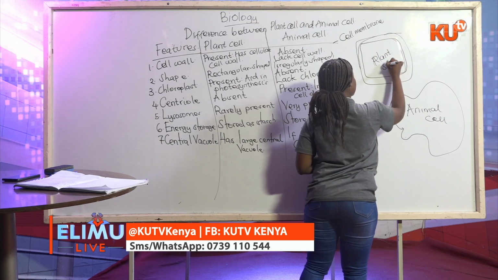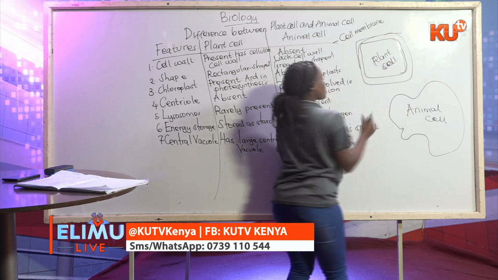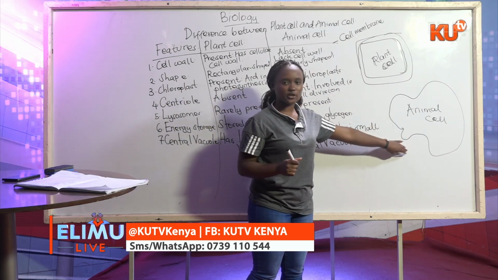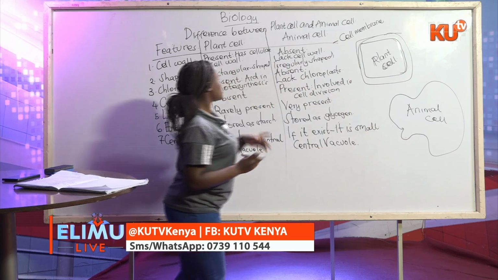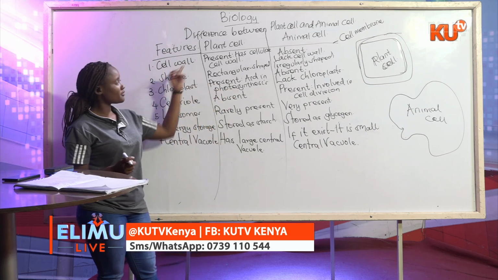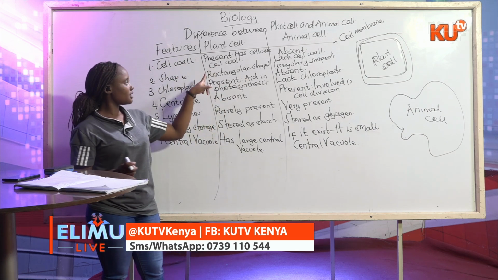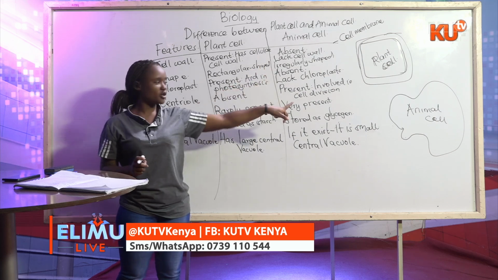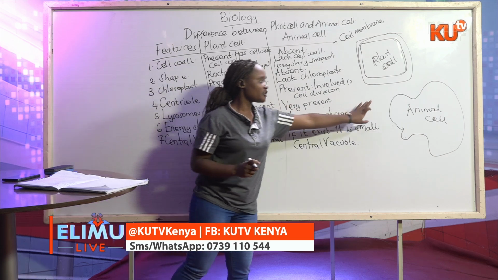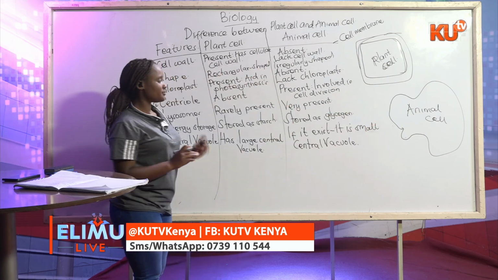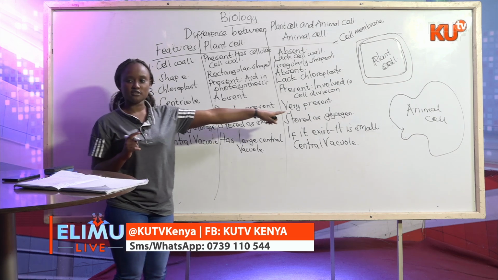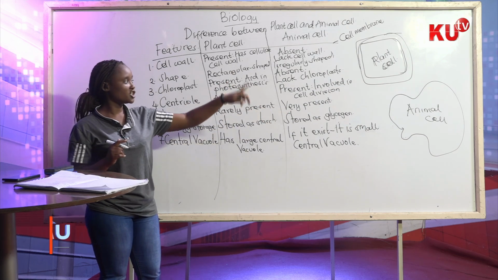The plant cell is rectangular in shape, while the animal cell is irregularly shaped. We cannot define the shape of the animal cell. It might be a bit circular, but we cannot define it, so it is irregularly shaped.